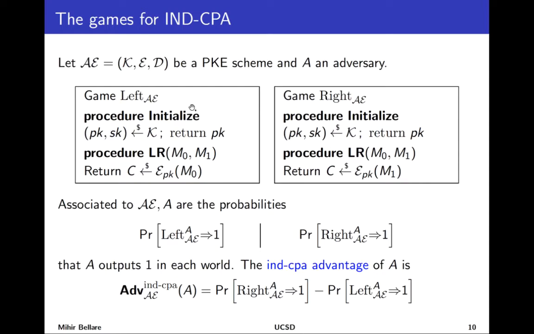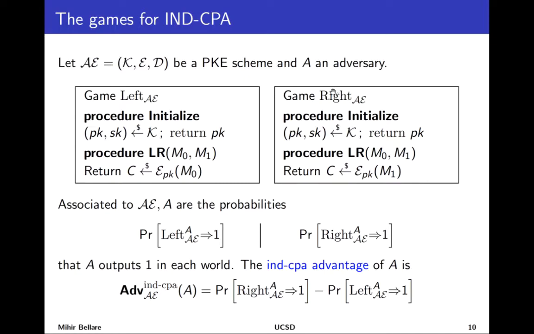Both of them begin with an initialized procedure, which runs this algorithm over here to get a public key and a secret key. Remember, this algorithm returns this pair of mathematically related keys, not, as in the symmetric setting, just one key. Here's an important change from the symmetric setting. There's a return statement. The return statement means the adversary gets this public key as input, and that reflects that it's in fact public. There is no such statement for symmetric encryption.